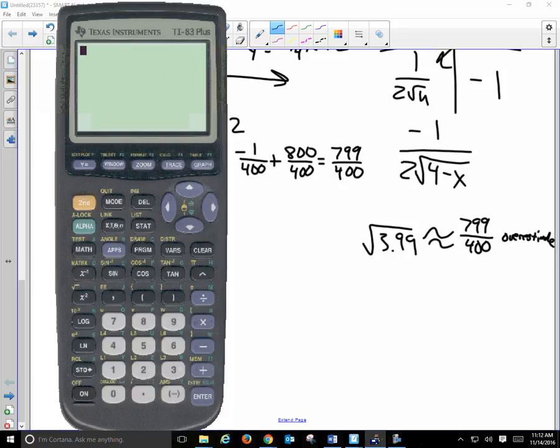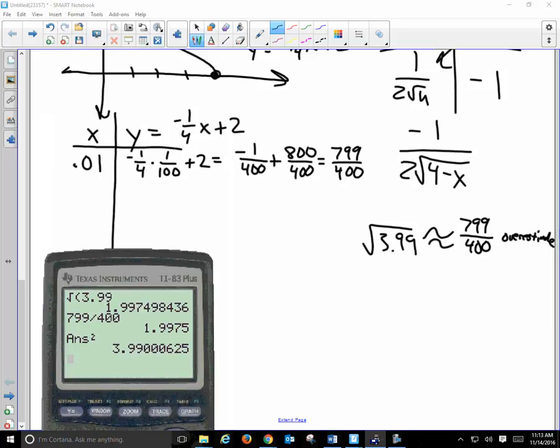You don't look impressed? I will make you impressed. 1.997498. Take 799, divide it by 400. That's pretty close. In fact, if you take that answer and you square it, you can see pretty satisfied. Come on, that's cool. Let's do one more.